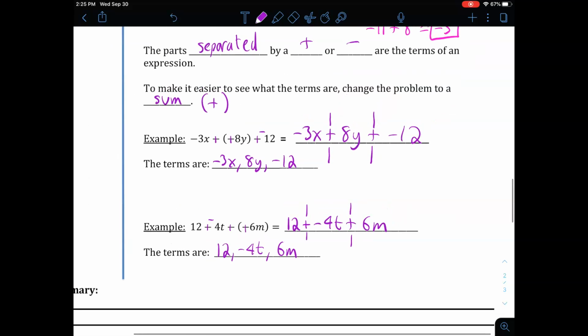How did you do? Did you get that one? All right, cool. So that's how you find terms. Terms are everything separated by addition or subtraction, but we change it to addition to make it easier to work with, and hopefully that wasn't too bad. And that is the lesson for today.